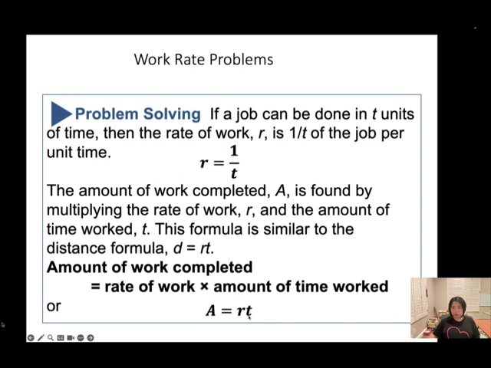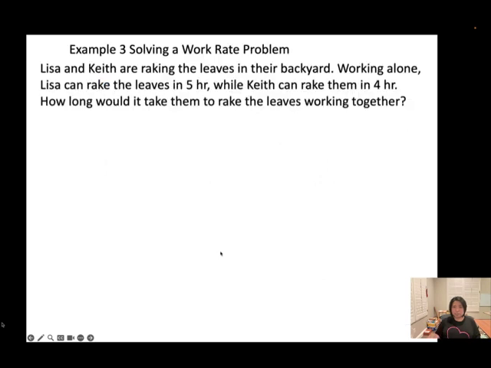So if you plug in the formula, you're going to see r times t is going to be equal to 1. 1 is talking about the whole job, okay, the one whole job here. And this formula is similar to the distance formula, d equal to the rate times the time here. Okay, let's look at the example.